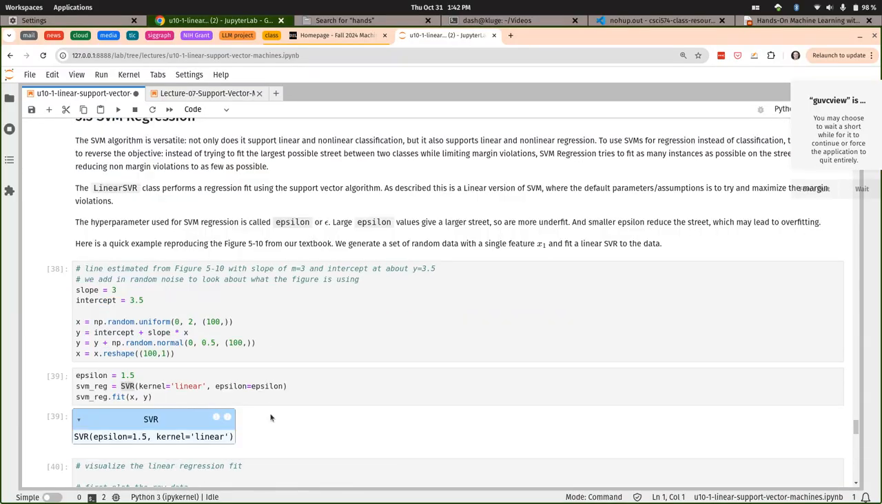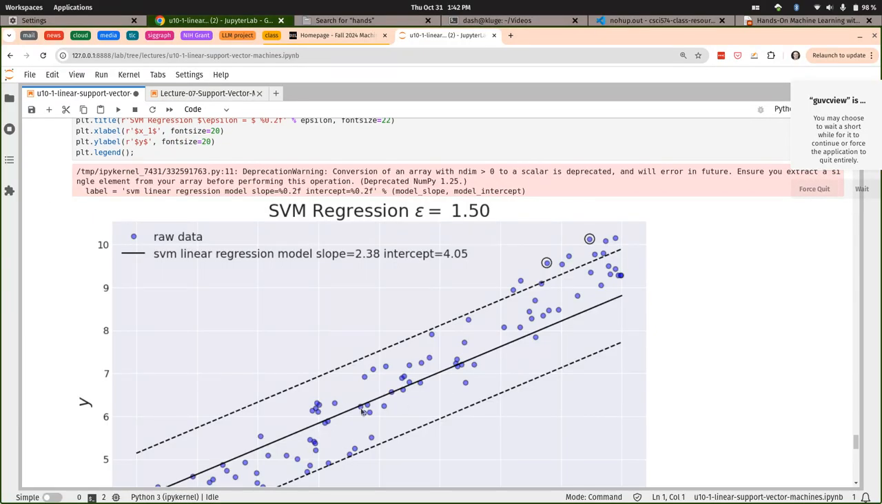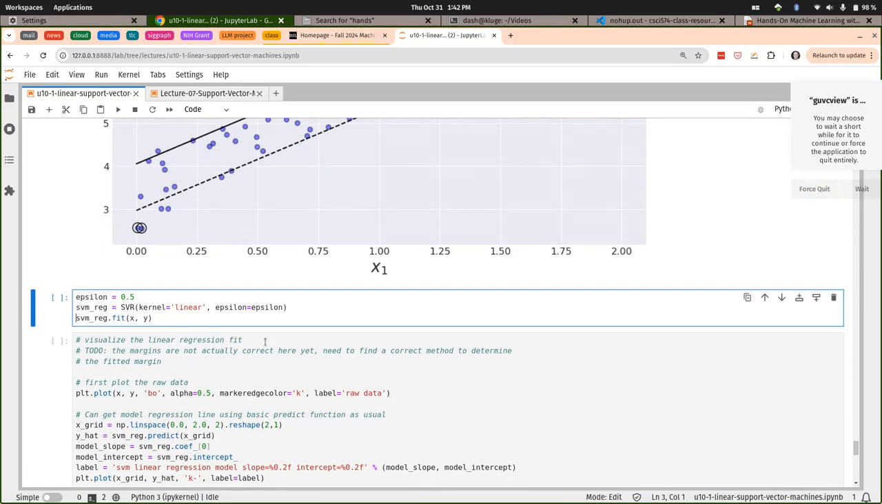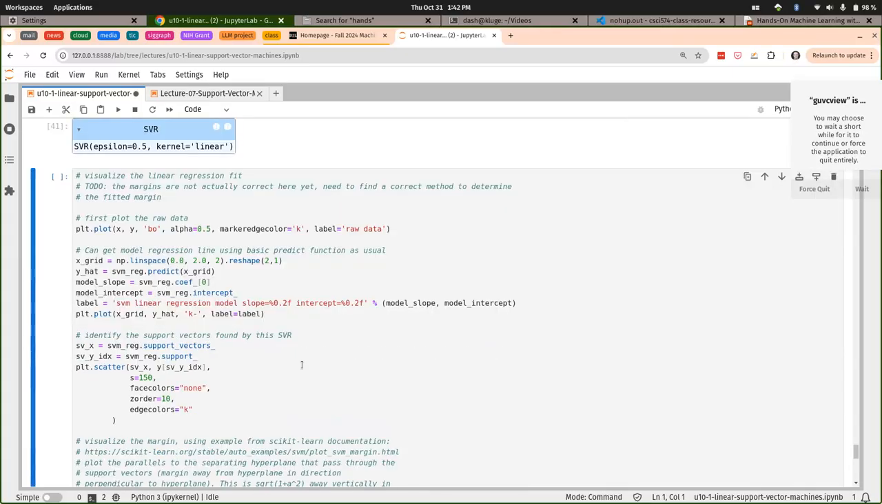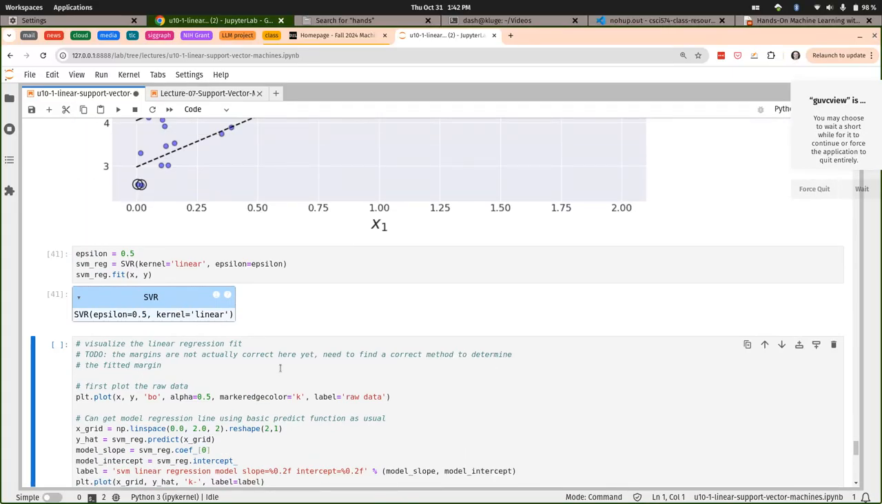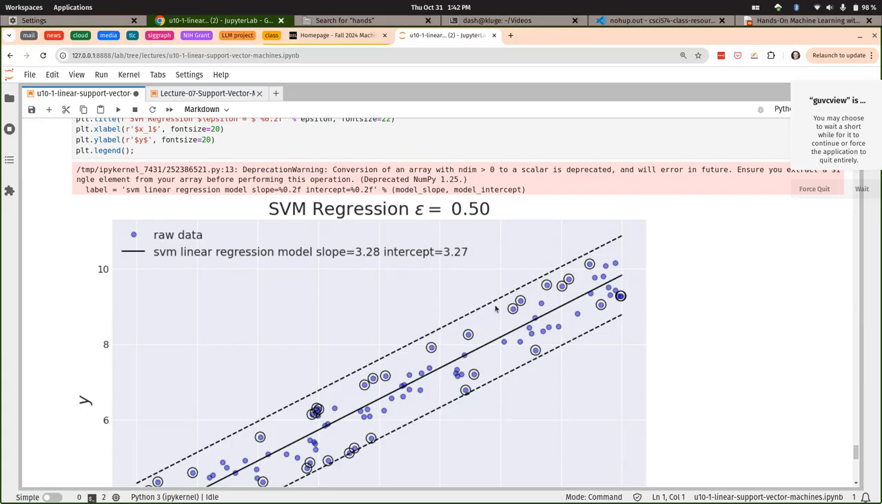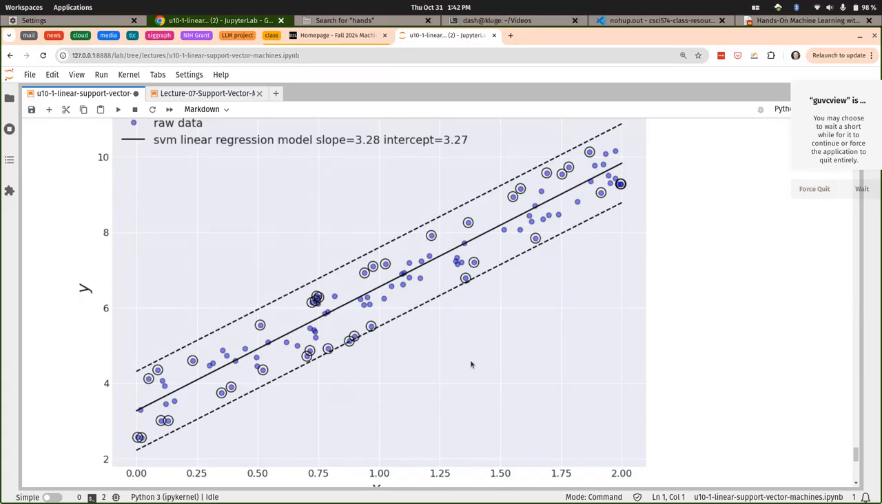So if you compared that to just fitting a linear regression, you'd probably find they're pretty similar in this case, but it won't be exactly the same, right? It is using a slightly different cost function in this case. So I guess the rest of this notebook is showing what happens if you vary the epsilon. So if you make it smaller, it'll allow the margin to be bigger.